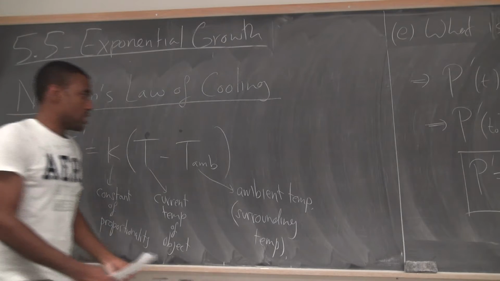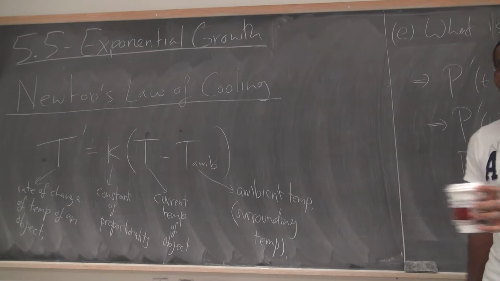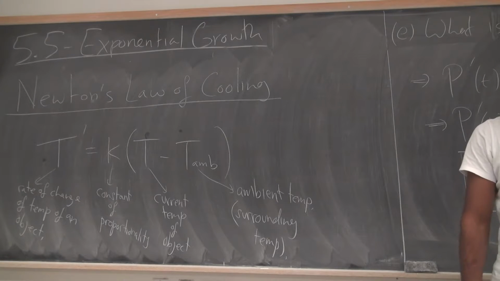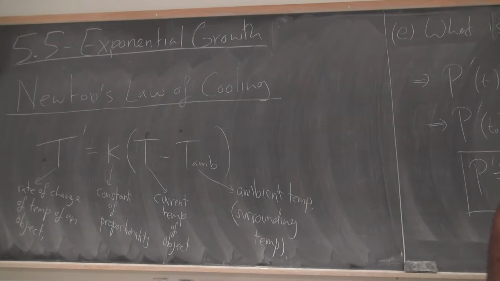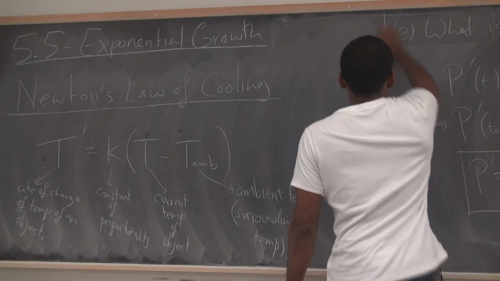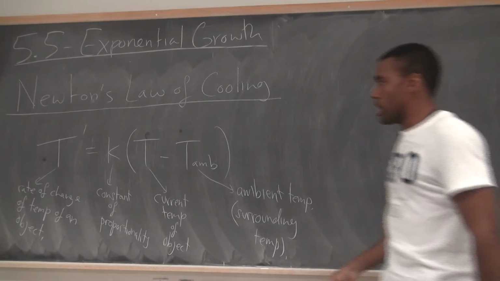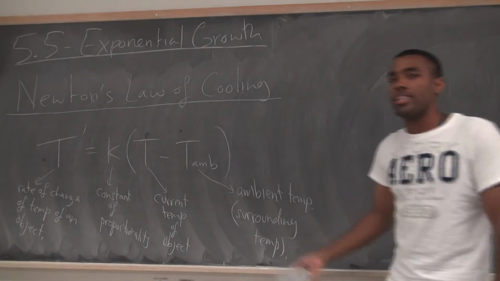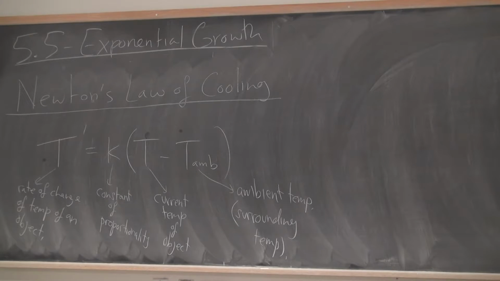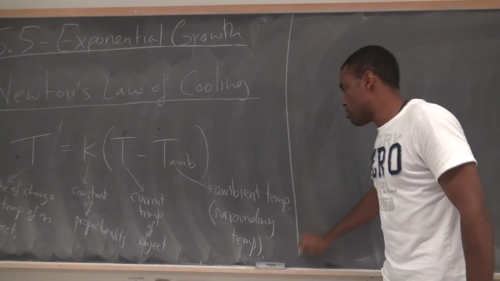So as it turns out, the hotter your coffee is, the faster it will get cooler. And Newton figured that out by having a lot of time on his hands and measuring stuff. So the law basically says that the hotter you are, the faster you will lose your temperature.